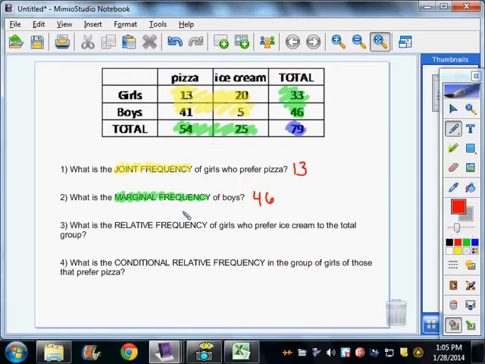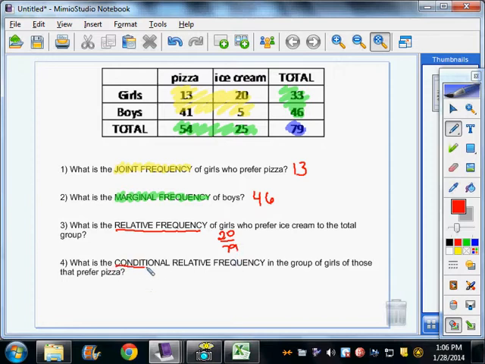Now, when you start talking about relative frequency and conditional relative frequency, then you start thinking about fractions, decimals, and percents, where you're comparing one number to another number, okay? Whatever you're looking for to the group. So when it says, what is the relative frequency of girls who prefer ice cream to the total group, we know it's going to be out of 79. That's going to be 20 out of 79. And again, we would simplify this if it could be.